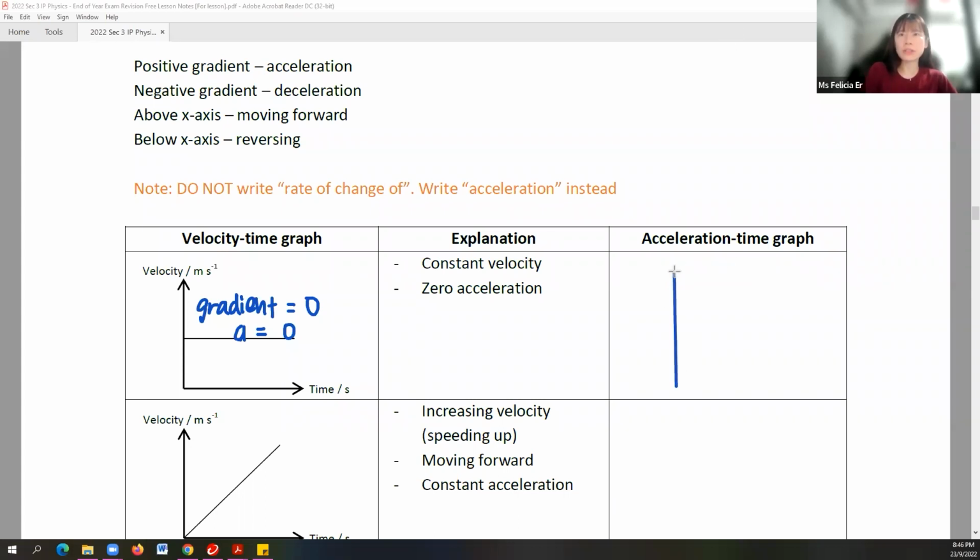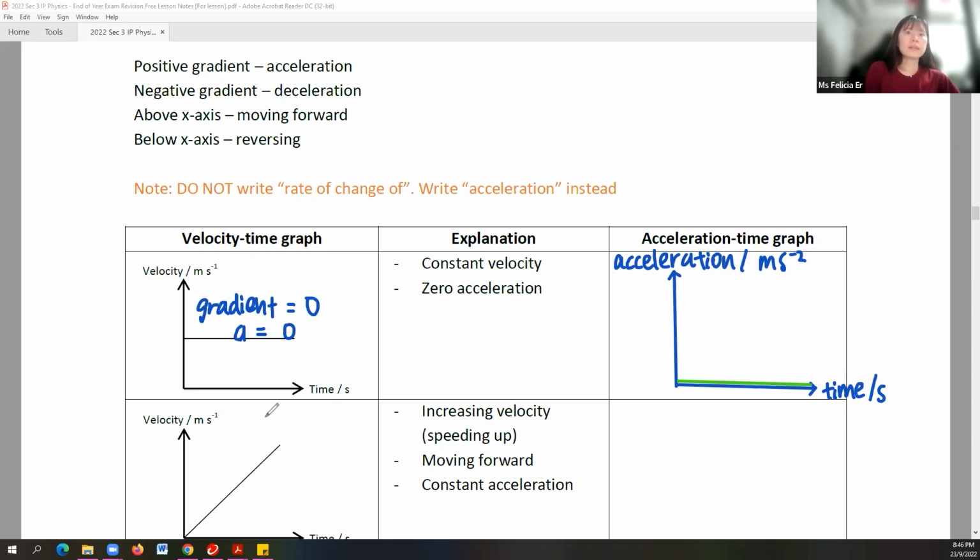Come, let's draw it in. Then you just draw a line that's on the axis. Then let's label it properly. So acceleration, the SI unit, which is meters per second squared. Then time will be in seconds.